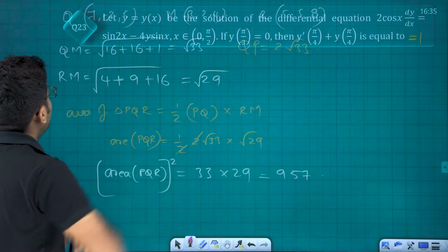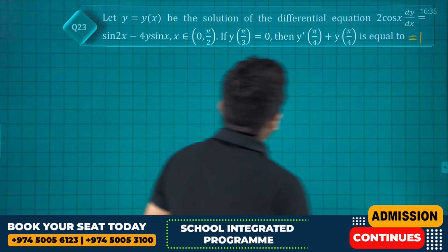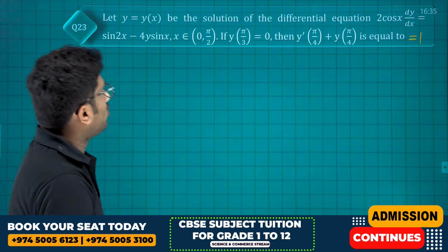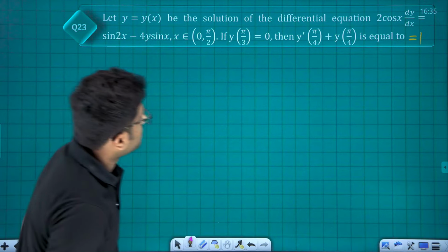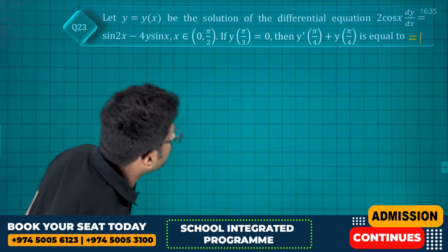Next, let y equal y of x be the solution of the differential equation 2 cos x dy by dx, minus 4 y sin x equals sin 2x, with y of pi by 3 equal to 0. Then what is the value of that? First we will rearrange the terms. It is clearly a linear differential equation.